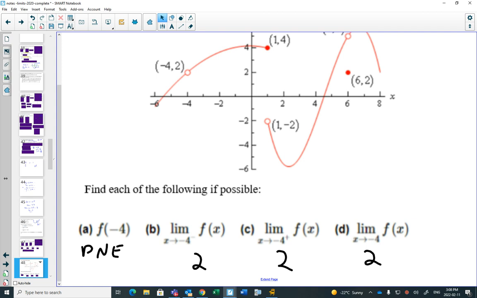Here we're going towards -4 from the right side. So I'm on the right side, I'm going towards -4. I'm getting closer to 2. Okay? And for the last one, what's the limit as you get close to -4? Whether you come from the left or the right, you're approaching 2, even though there is a hole there and it doesn't exist.